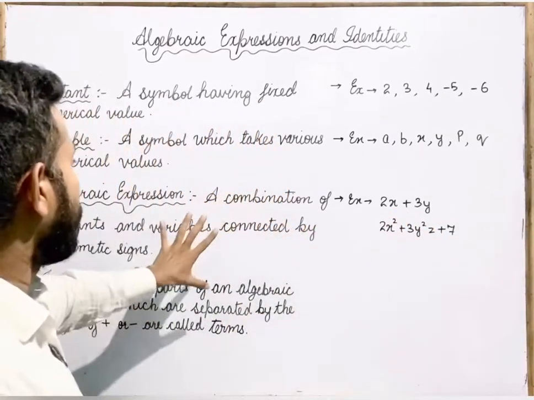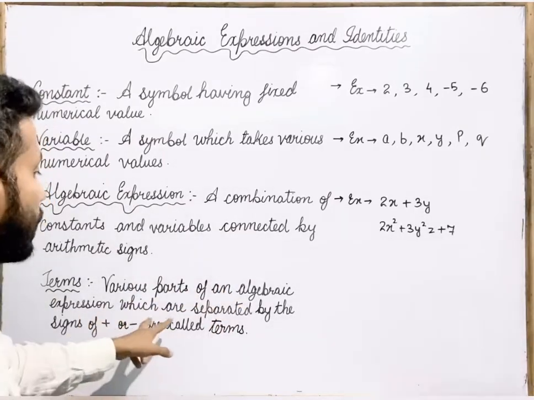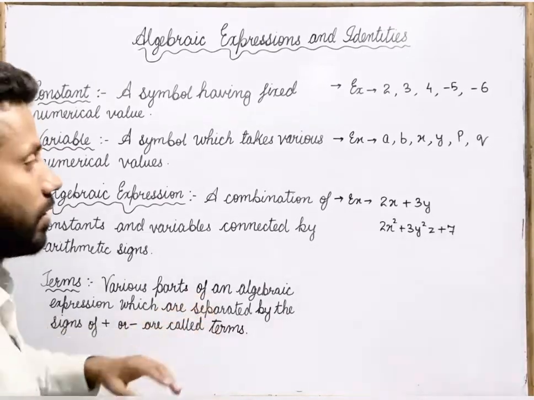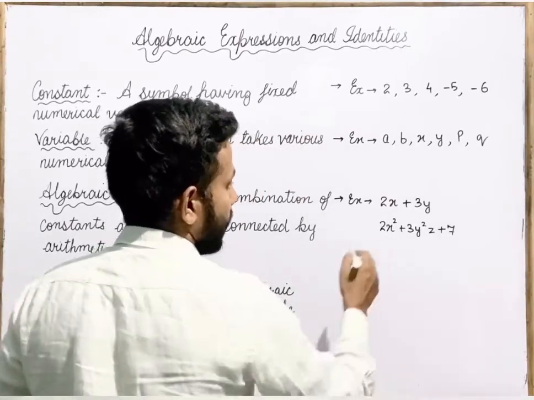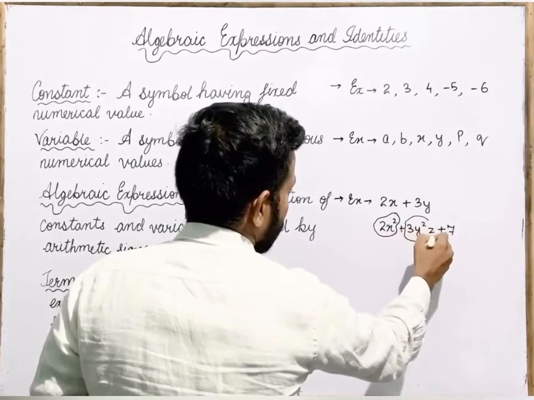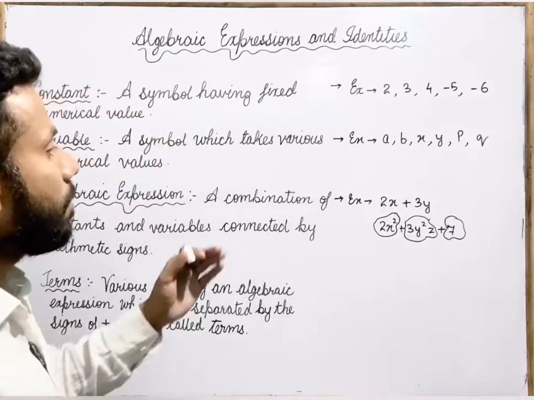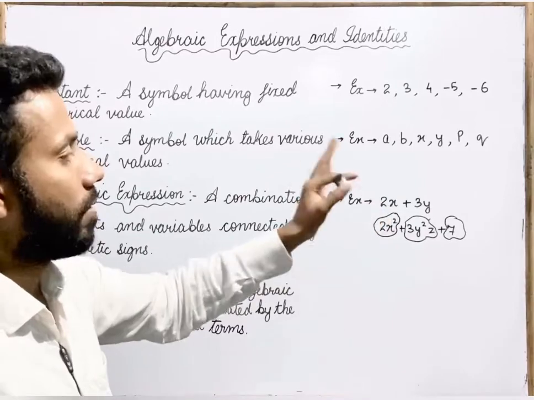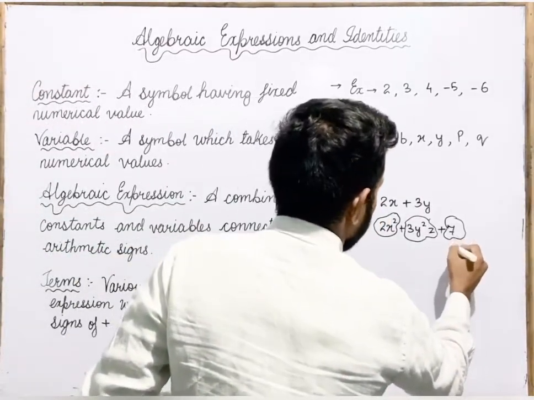Now let us come to the next. Terms, various parts of an algebraic expression which are separated by the sign of plus or minus are called terms. This is an algebraic expression. The various parts of this algebraic expression are, this is one part, this is another part, and this is another part. So these are three parts of this algebraic expression. These three parts are called terms. So this is the constant term.